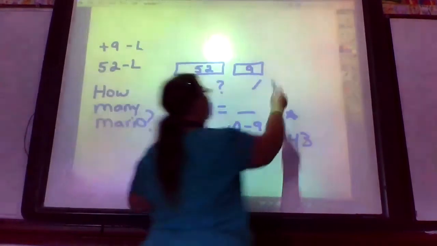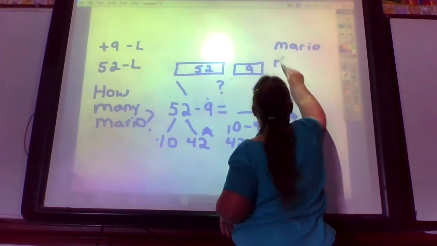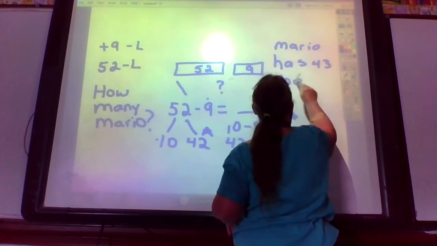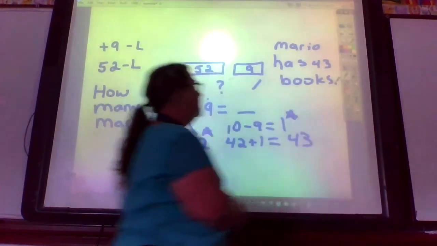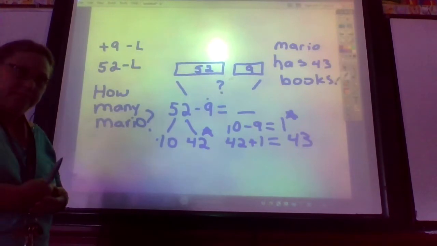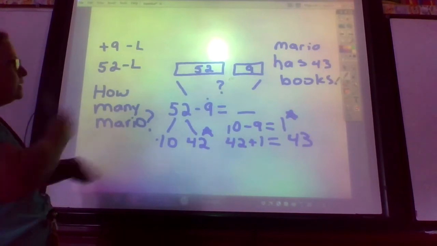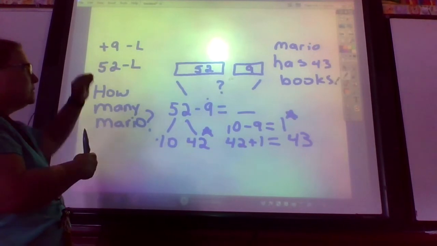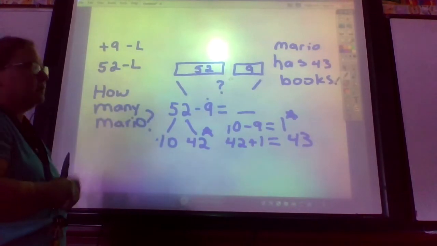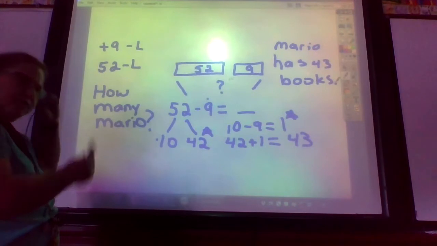So Mario has 43 books. Okay? So, just like yesterday's, where we had to add because we had to add more to get to it, this one, even though it says 9 more, we had to actually subtract it so that we could see how many Mario had, because Luigi had 9 more than Mario, so we had to subtract that 9 to be able to do it. You just got to make sure that you're looking at all the terminology and what they're saying in there.